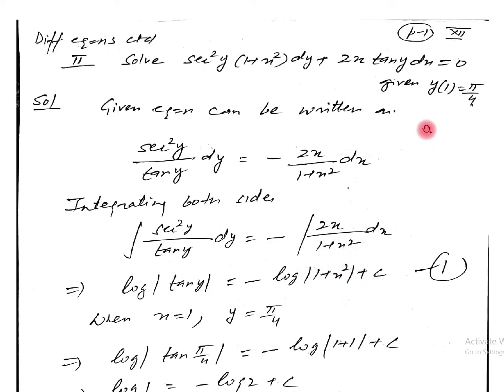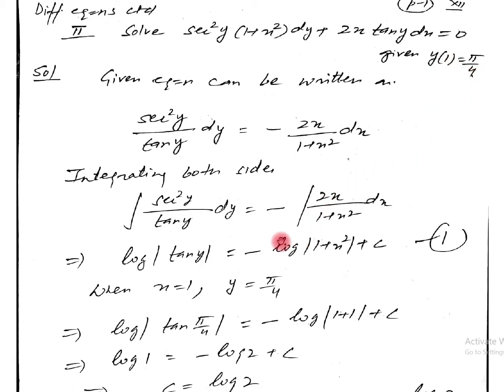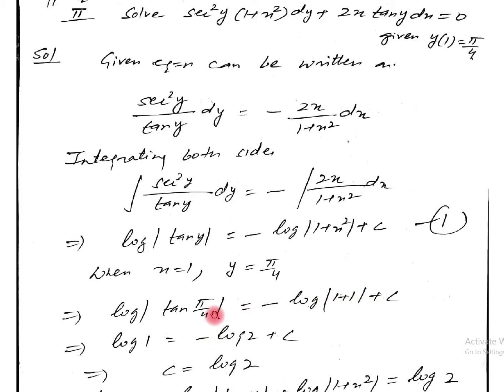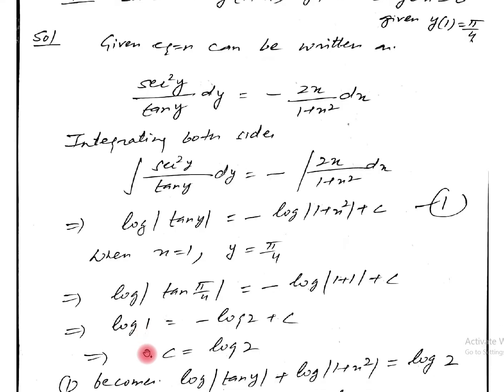Now it is given that when x is 1, y is π/4. Putting these values in equation 1, we get log tan π/4 = -log(1 + 1) + c. Now tan π/4 is 1, so log 1 = -log 2 + c, and we know log 1 equals 0. Therefore, the value of c equals log 2.